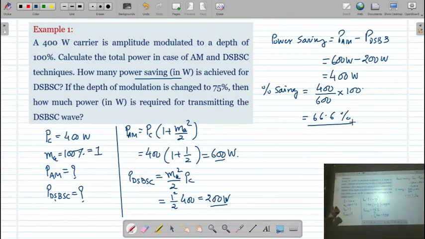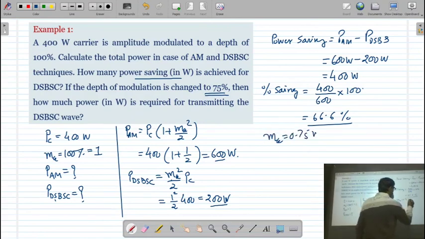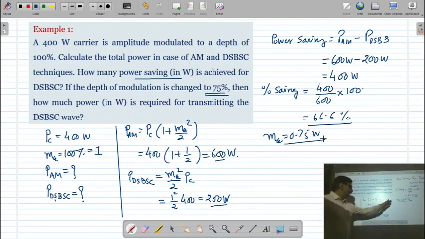Second thing, that the power of a wave also depends on the modulation index. So here in the second part, if the depth of the modulation is changed to 75%, then how much power is required for transmitting the DSBSC wave? So that you can calculate by taking Ma equal to 0.75. Here I am not calculating, but now you can use the formula and calculate the DSBSC power. Okay. Now let us see a second example.